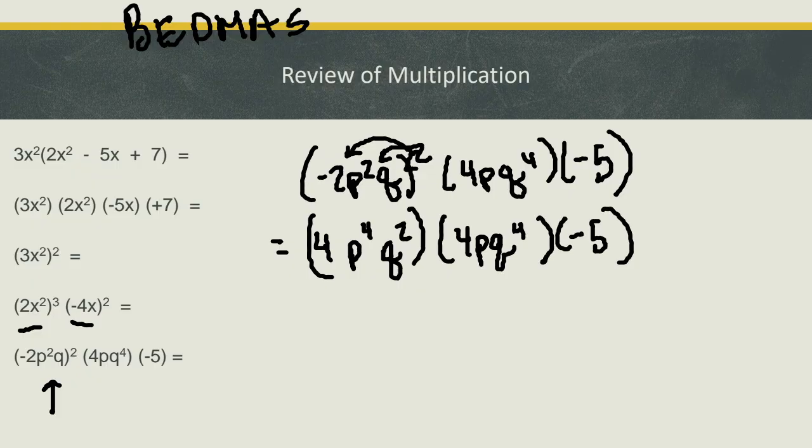So now I can just multiply my 4 times negative 5. So I think that's 80. Let me just check. 4 times 4 times 5. Yeah. So negative 80. P, I have 4. I have 5 P's. Q's, I have 2. I have 6 Q's. And that is my final answer. There's nothing else I can do there.